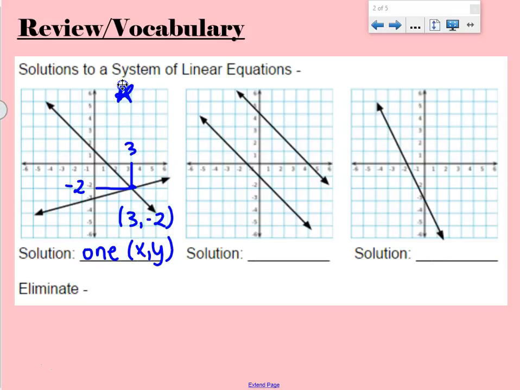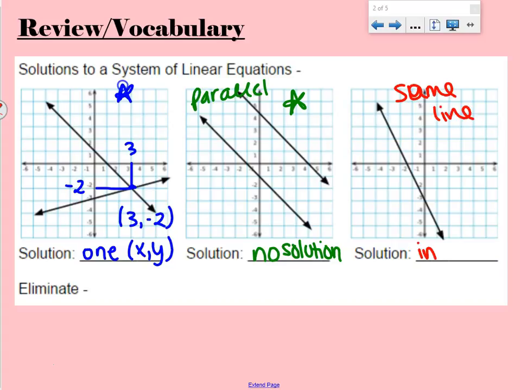This second graph right here, these are parallel lines. And if we remember, parallel lines have no solution. They do not touch. And then the last example, this is the same line, which means they have infinite solutions. They touch at many points. All these points on the line are all solutions, so they have infinitely many solutions.